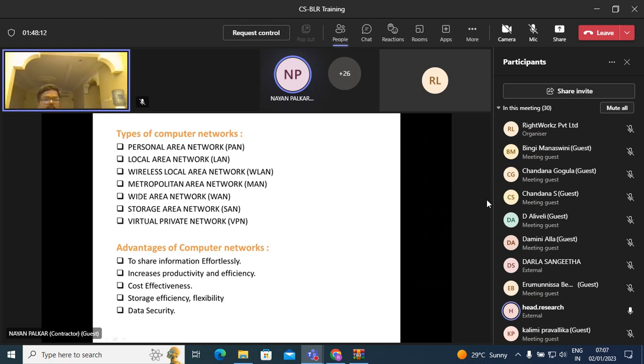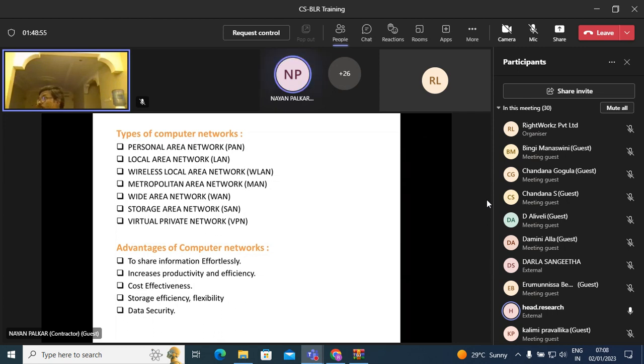A personal area network is the one which is related to a single person, and only he is able to access that network. Then next we have a local area network, which is used by a number of devices but in a particular small area. Next we have the wireless local area network, which is again a type of local area network, but it is wireless, like Wi-Fi.